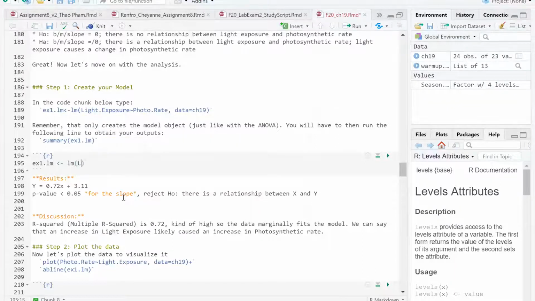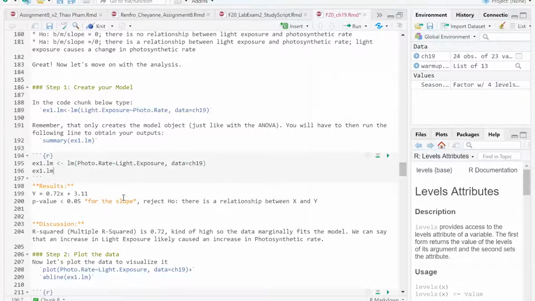So our linear model for light exposure versus, because that's our dependent variable. So we're saying, oh wait, these are backwards. This should be photo rate. Yeah, because we want dependent and then independent. So is our photosynthetic rate affected by our light exposure? Data equals chapter 19.